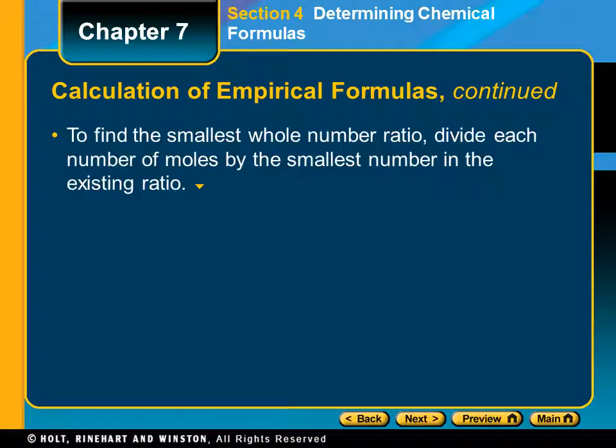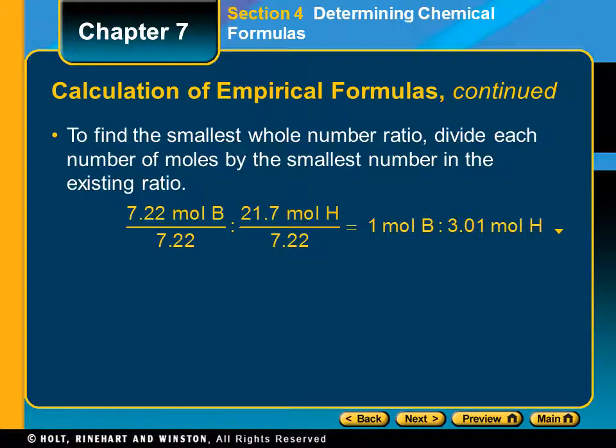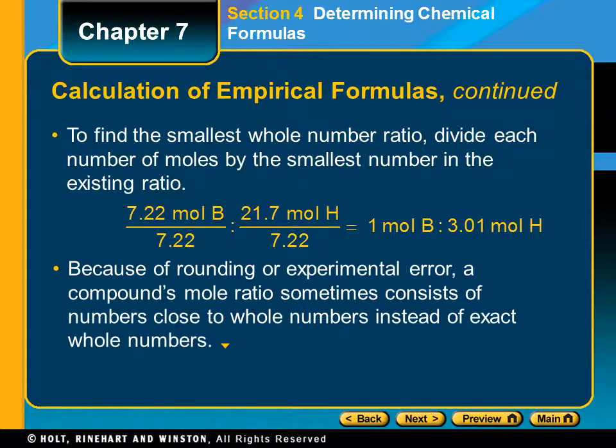Then you find the smallest whole number ratio, and to do that you divide each number of moles by the smallest number in the existing ratio. So the smallest number in this ratio is 7.22. If you divide each one by 7.22, you get 1 mole of boron to 3.01 moles of hydrogen. We know that there's rounding, there's experimental error. You are always going to go with the nearest whole number for your actual ratio.